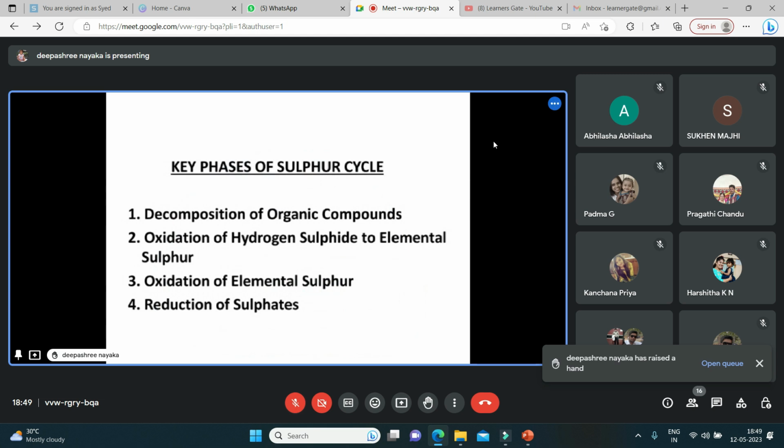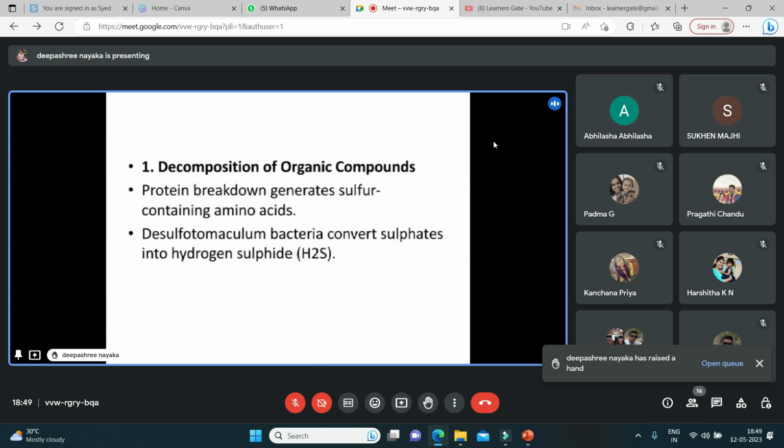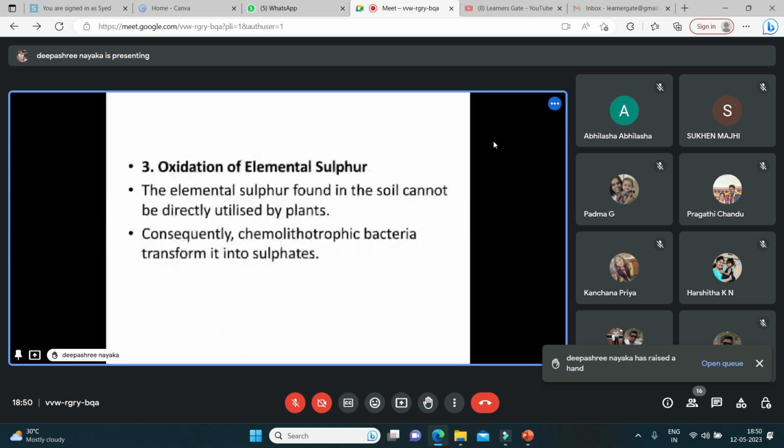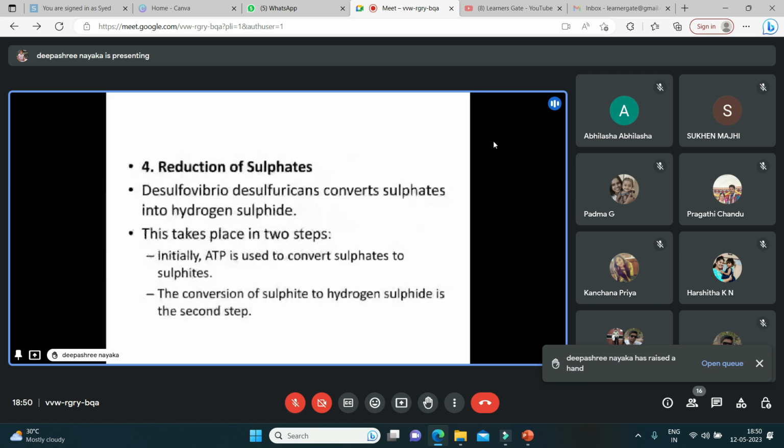elemental sulfur, oxidation of elemental sulfur, and reduction of sulfates. These are the steps: decomposition of organic compounds, oxidation of hydrogen sulfide to elemental sulfur, oxidation of elemental sulfur, reduction of sulfates.